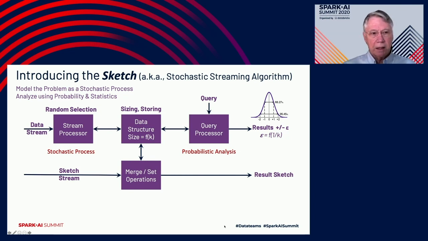Another part of the sketch, which is required for distributed analysis, is merge and set operations, where it receives, instead of a stream of items, a stream of sketches, and is then able to merge the data structure of these sketches into the current data structure, and then returns a result sketch on the output. That is important if you want to do set operations downstream of this particular process.